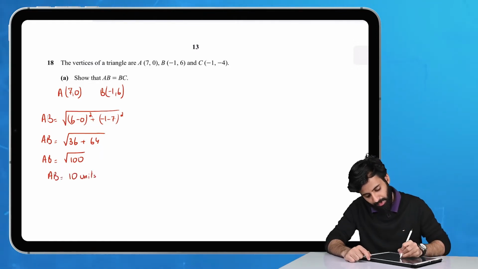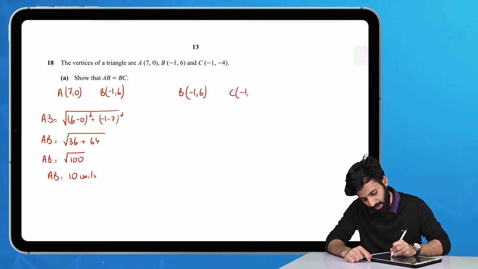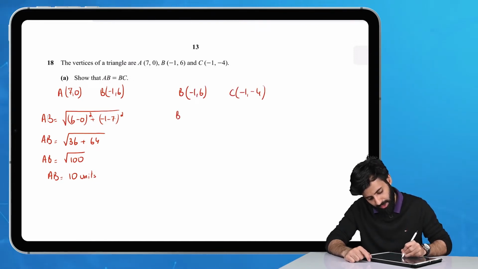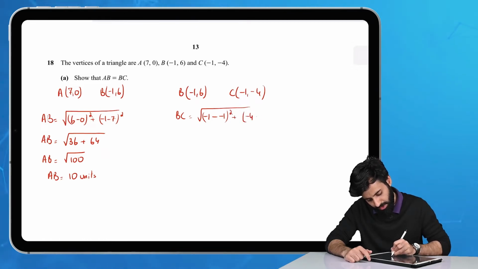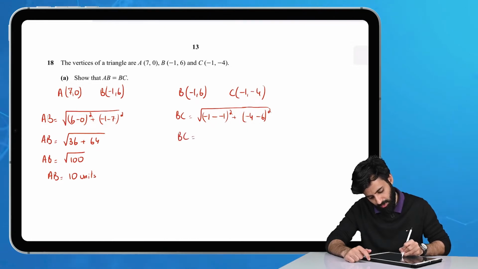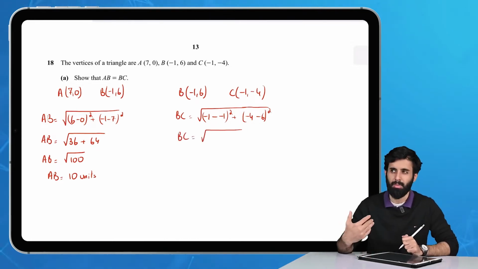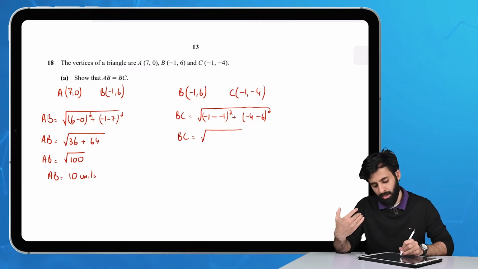There you go. Now let's write down the coordinates of B (-1, 6) and C (-1, -4) and find their length. That means we're looking at -1 minus -1, plus (-4 - 6) squared. Whenever you have a minus sign, you've got to be extremely careful. So minus 1 minus minus becomes plus, so that's -1 plus 1, which is 0, the square of which is 0.